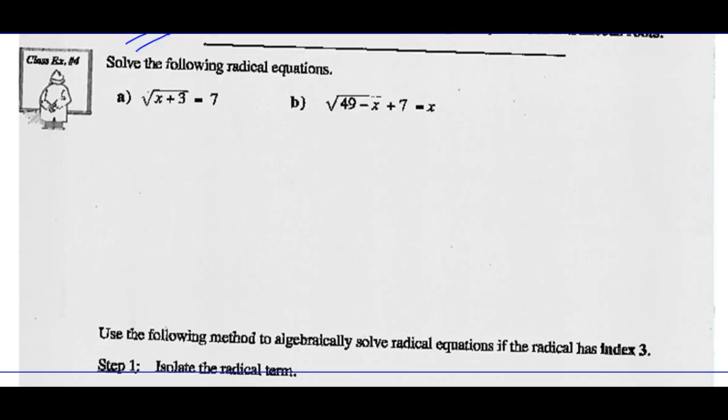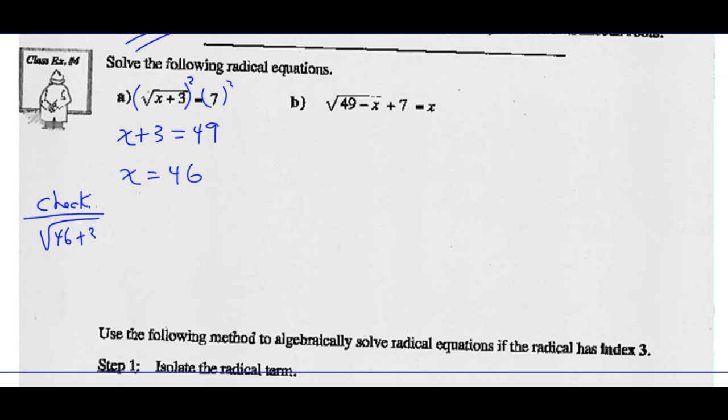A. Isolate the radical. Well, it's already isolated. The square root of x plus 3 equals 7. Next up, let's square both sides. So you square a radical, you get the radicand. 7 squared is 49. Pretty simple to solve this one. Minus 3 from both sides. We've got our solution, x equals 46. Do a quick verification. The square root of x, which is 46, plus 3 should equal 7. 46 and 3 is 49. The square root of 49 is indeed 7. Checks out. We've got a good solution.